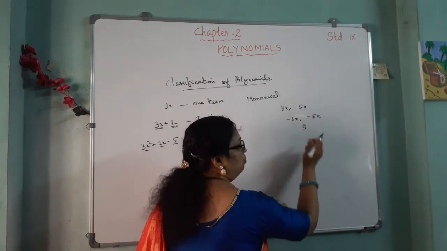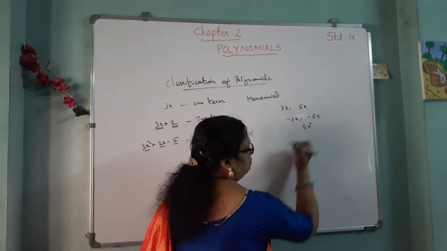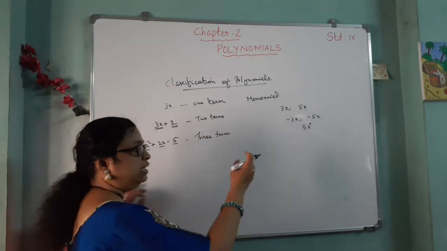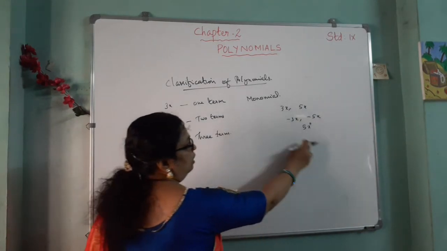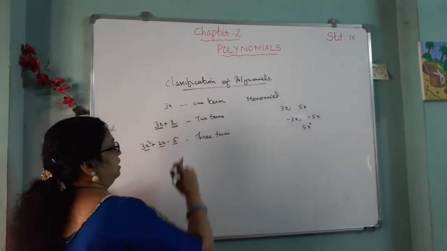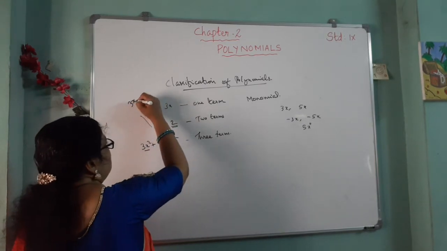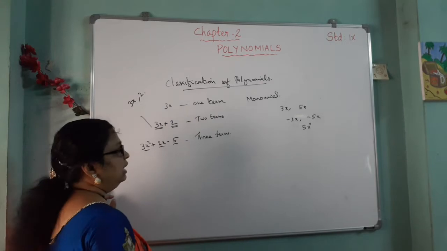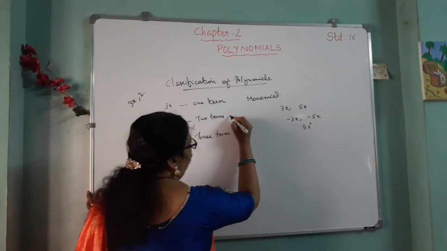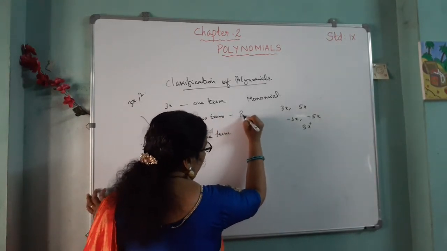Whole numbers are also polynomials, that is it can be written as 5x raised to 0. So it is also a polynomial. All these are monomials. Then 3x plus 2, here the terms are 3x then 2. 2 terms are there. That type of polynomials are called binomial.